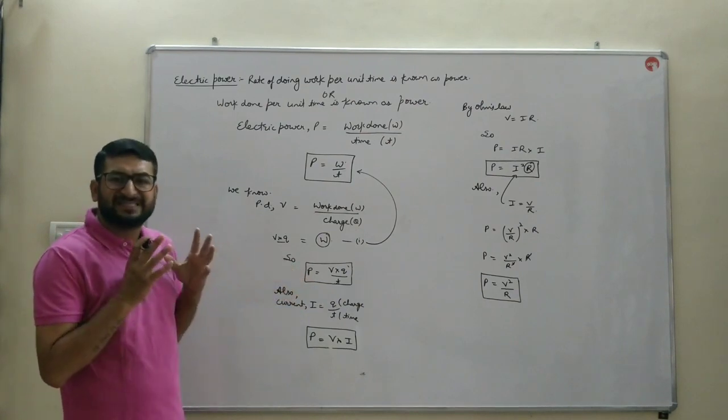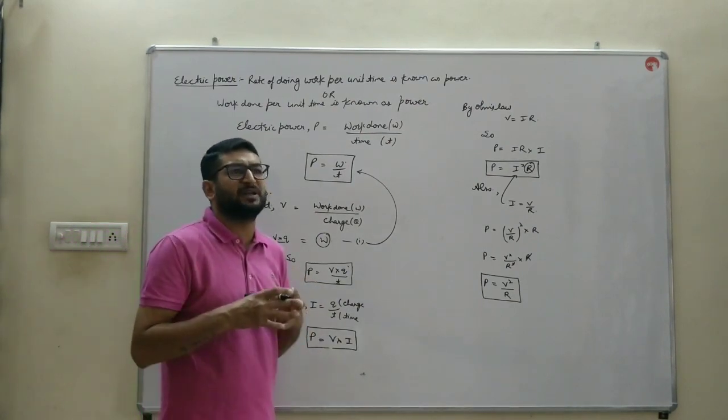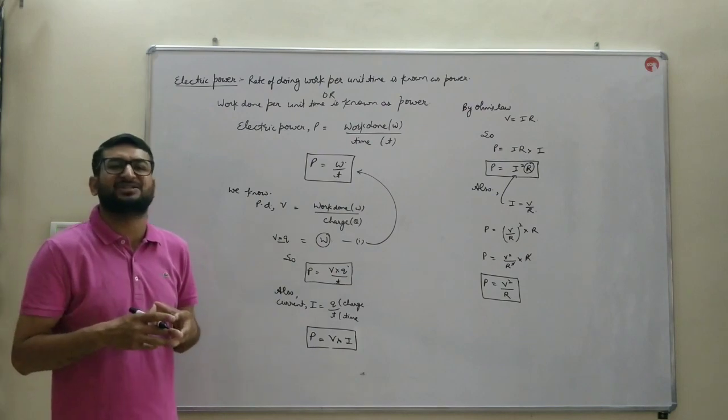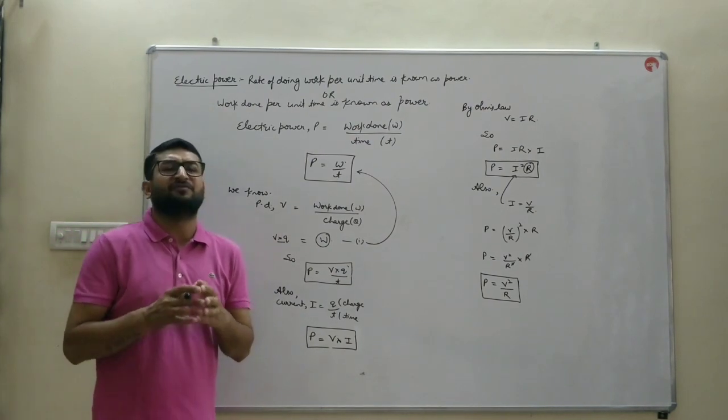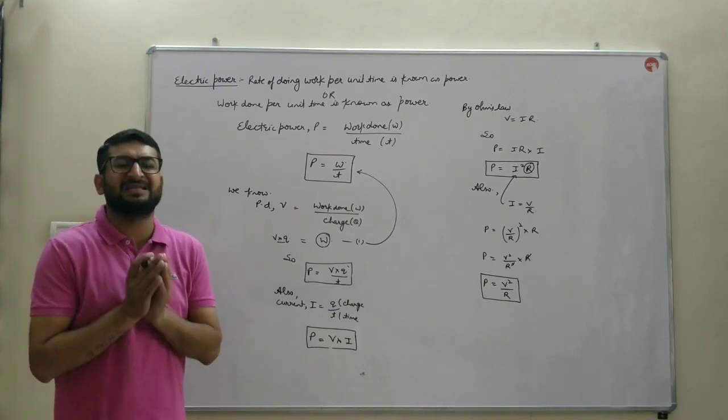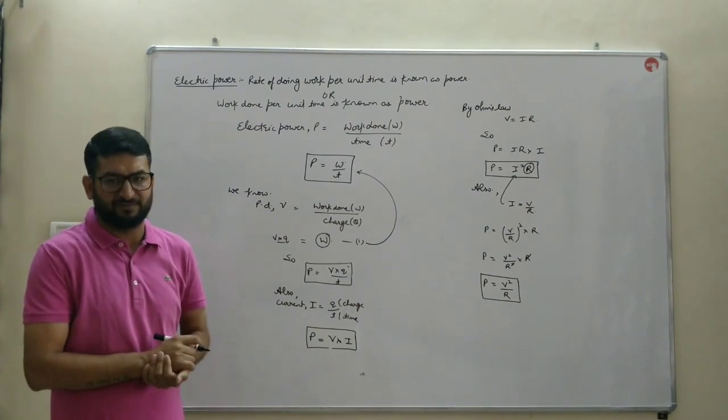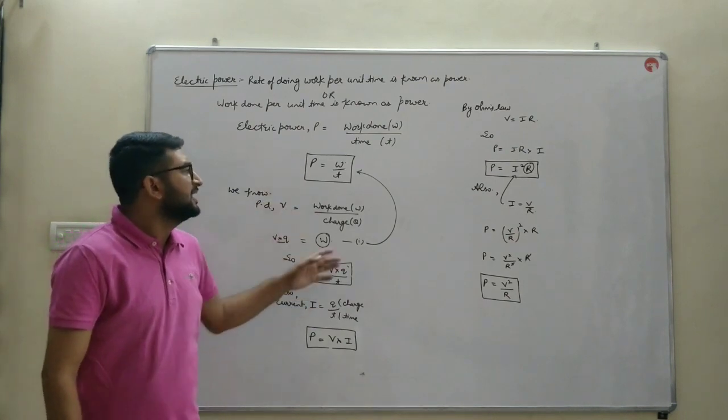What is electric power? Basically, the rate of doing work per unit time by an electrical device is known as its electrical power. Or you can say the work done per unit time by a device is known as its electric power. So these are the formulas of power.